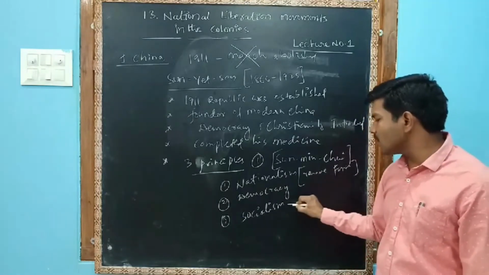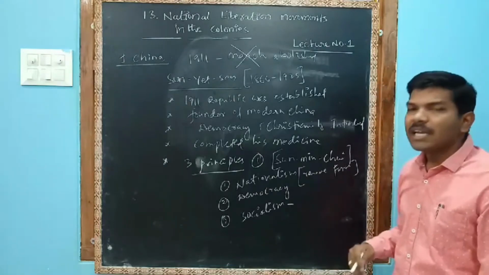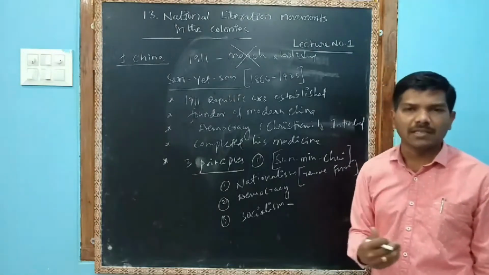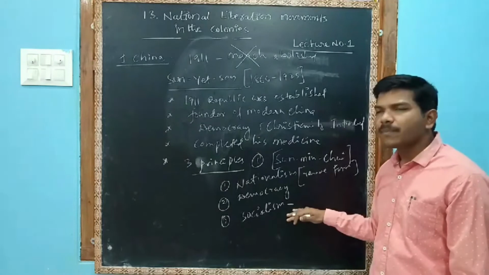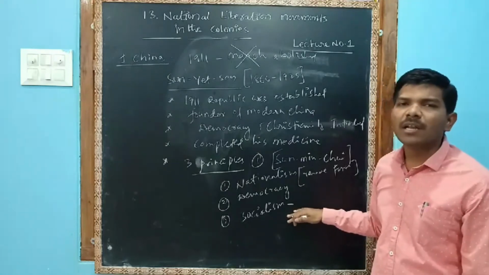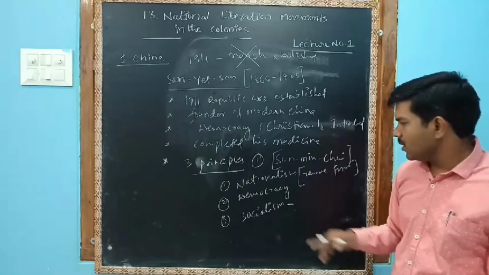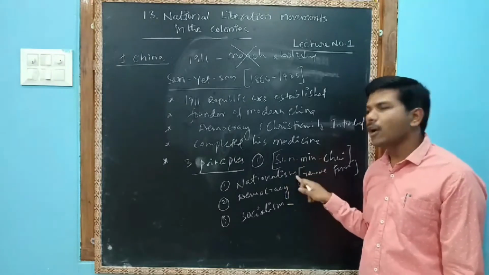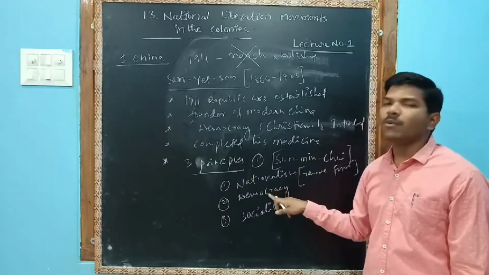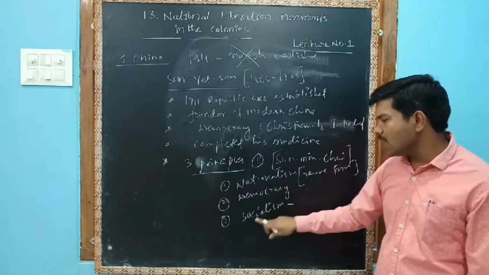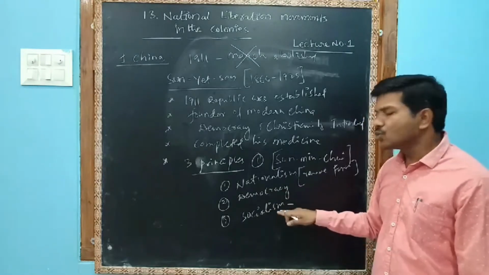And he wanted to adopt socialism. What is the meaning of socialism? Socialism means industries, factories and lands were confined to the government. So he wanted to remove the foreigners under nationalism, establish democracy, and implement socialism.